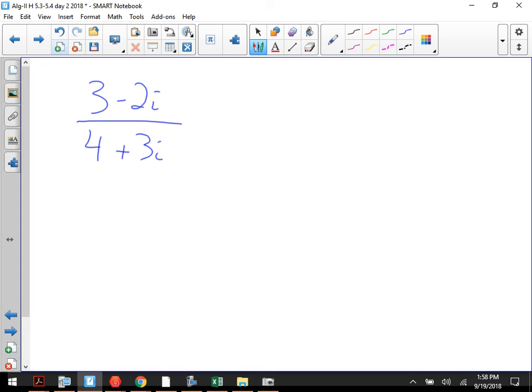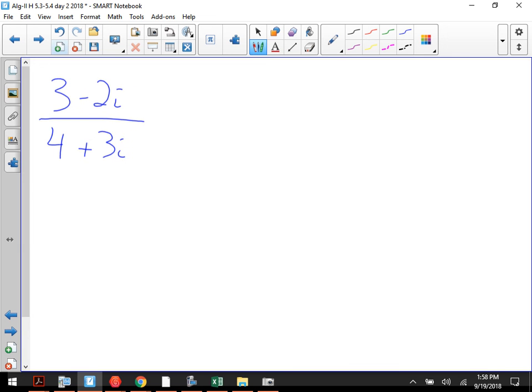So you have 3 minus 2i divided by 4 plus 3i. Now, what's your conjugate? Okay, good. So your conjugate is 4 minus 3i. So you multiply top and bottom. Again, take care of the denominator first. It's usually a little bit easier. If you write the conjugate correctly, the middle terms drop. So you don't have to worry about the plus 12i minus 12i.